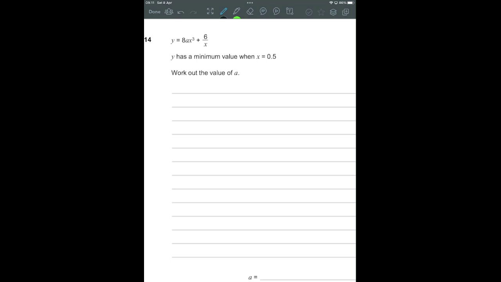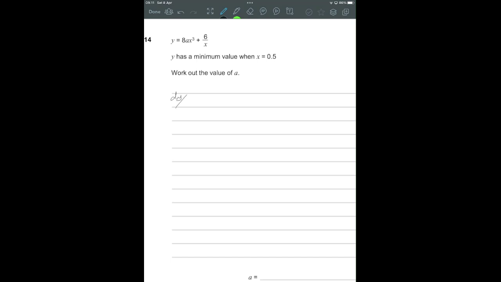Y has a minimum value when x equals 0.5. When I saw the word minimum, my first instinct is differentiation. My second instinct is, hang on, maybe it's just a quadratic and I can use complete the square techniques. This is not a quadratic, so differentiation it is.